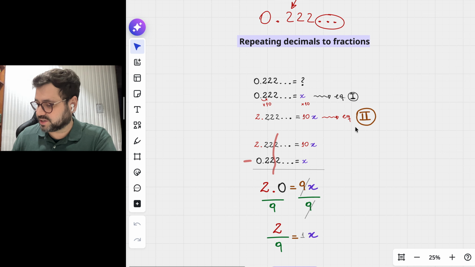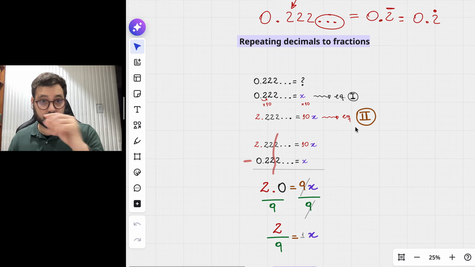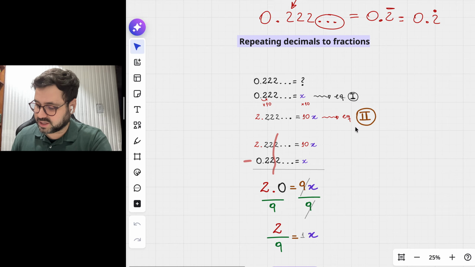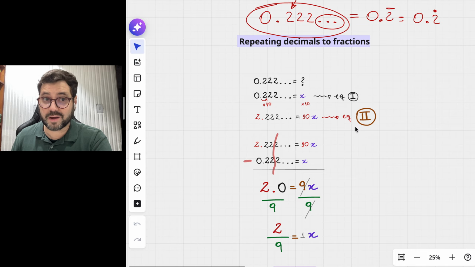One way to represent it is by calling it 0.2 with a line on top of it. Another way to represent it is by saying 0.2 and a dot on top of the 2. Both representations mean the same. They mean 0.2 repeating decimal. Okay?